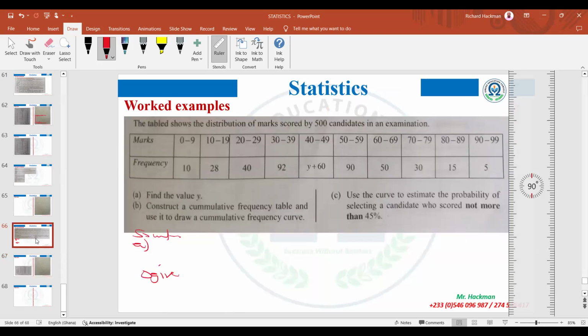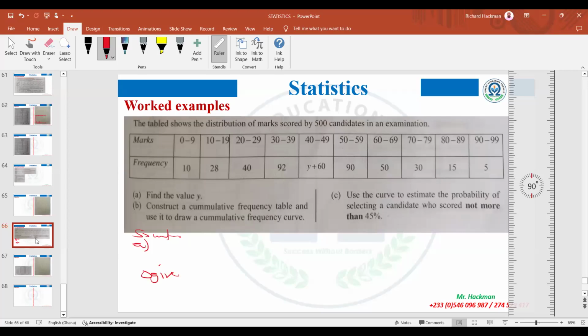Remember, we said the histogram is a graph of what? Your frequencies against the class boundaries. However, for a cumulative frequency curve, it is a graph of your cumulative frequencies against the upper class boundaries. Only the upper class boundary. The other one, we use all the boundaries, both the lower and the upper. But for the cumulative frequency curve, it will be the upper class boundary.